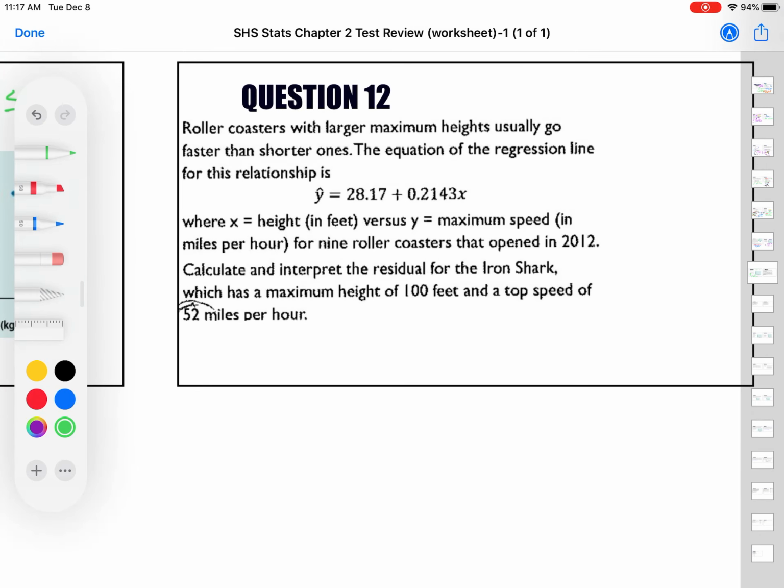Question number 12. Roller coasters with larger heights usually go faster than shorter ones. The equation of the regression line for this relationship is there. X is height, Y is max speed for 9 roller coasters opened in 2012. Calculate and interpret the residual for the Iron Shark, which has a max height of 100 and a top speed of 52 miles per hour. So they're telling us this information. So this is actual data.